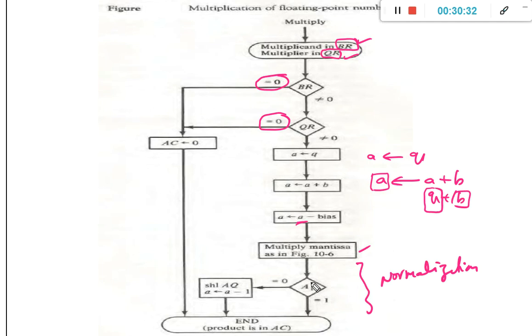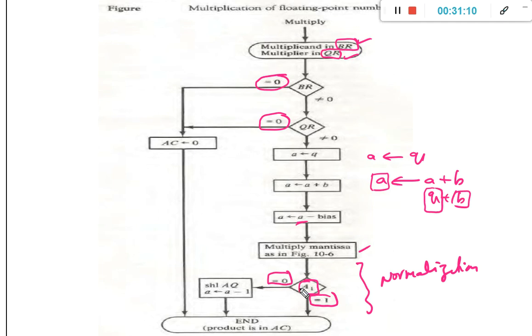If the most significant bit of A1 is equal to 0, then we need to perform the normalization. If it is equal to 1, then no normalization is needed, because the product is already in normalized form. So if it is equal to 0, what normalization do we perform? Shift the A as well as Q registers and decrement the A value, that is the exponent of A.